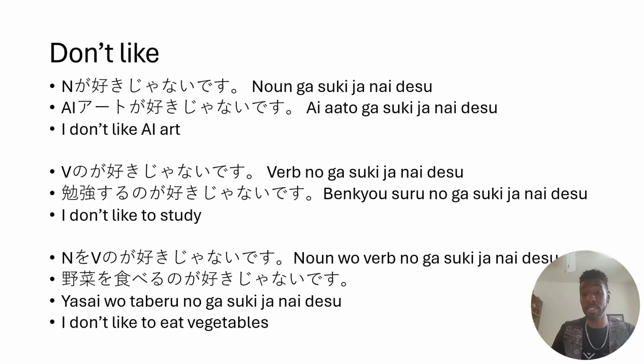Noun and verb together. Yasai is how you say vegetable. Taberu is how you say to eat. So, how do I say to eat vegetables? Yasai o taberu. The direct object indicator is o. Yasai o taberu. To eat vegetables. I don't like eating vegetables. Yasai o taberu no ga suki janai desu.